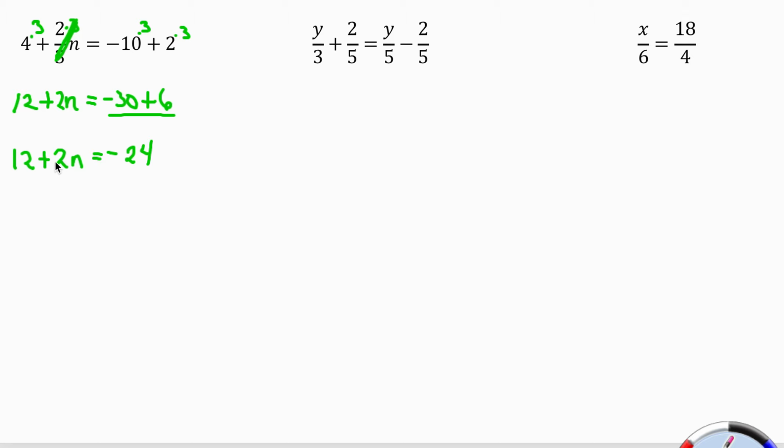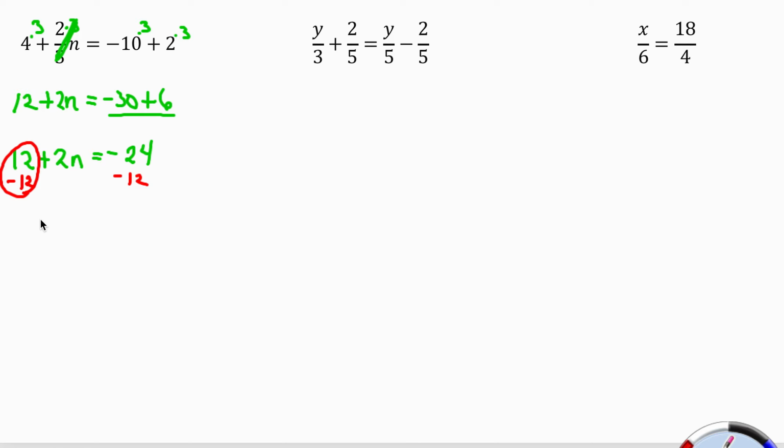All my n's are on the same side, so undo whatever's being added to the n. Now be careful, this is a plus 12, a positive 12. Oh, this is a positive 2. I need to know what this number is. Positive 12. So I'm going to take away 12. Same thing to both sides.